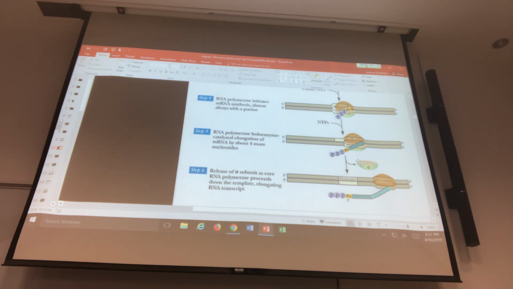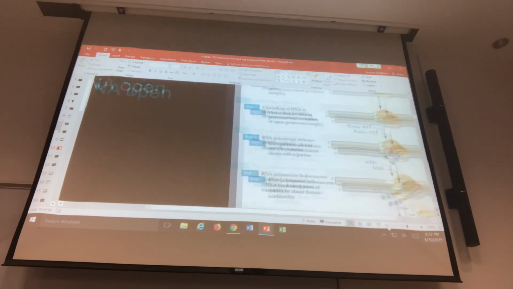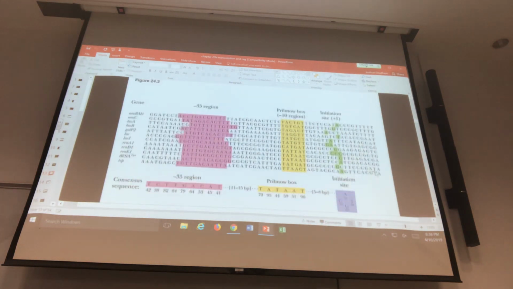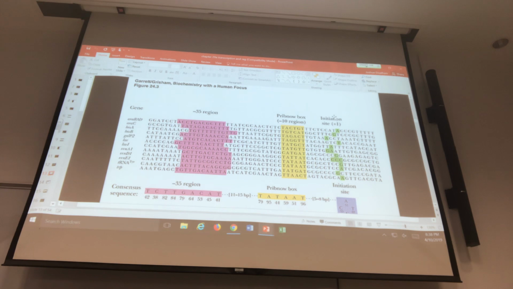Yes? When does the binding come in? Like, is that at the transcription start site? That's a good question. Very, very important. Let me go back to that consensus sequence picture. The binding of RNA polymerase does not occur at the initiation site, does not occur at the transcription start site. The binding occurs, the term we use is, upstream of the transcription start site.